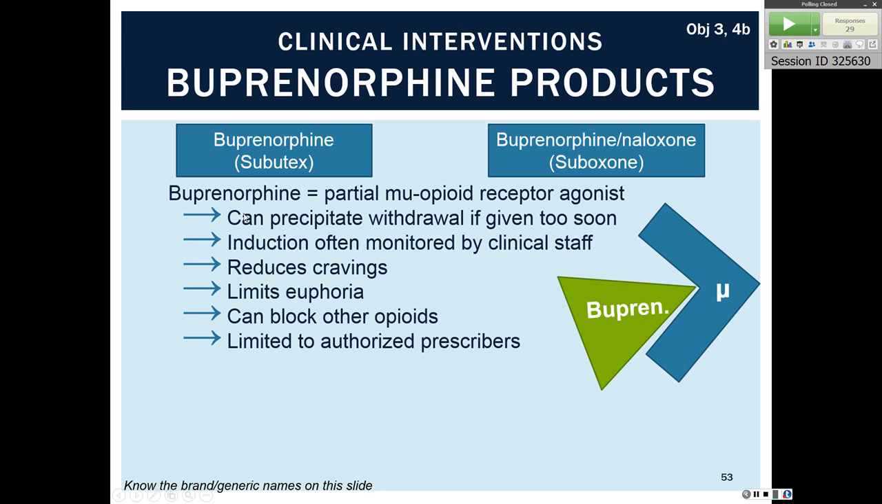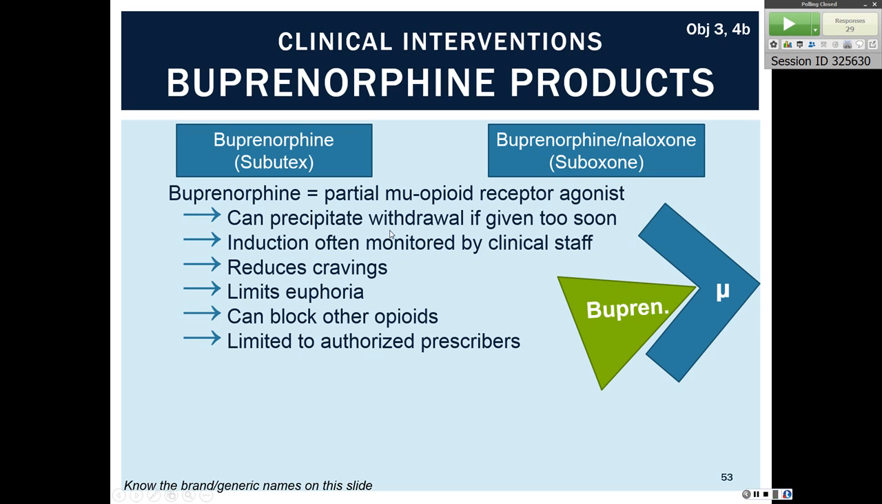So buprenorphine products, there are a lot of them now. There's a lot on the market, but the things to keep in mind are there's buprenorphine that's alone, and the brand name that we typically refer to that one as is Subutex. And then buprenorphine naloxone combination, and that's Suboxone. I do want you guys to know those two brand names just because it's used kind of across the board.